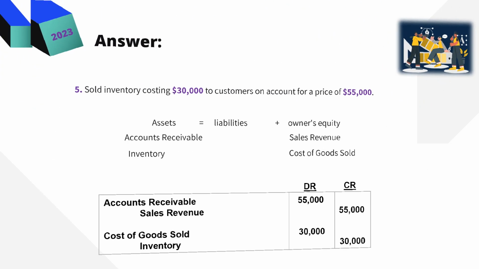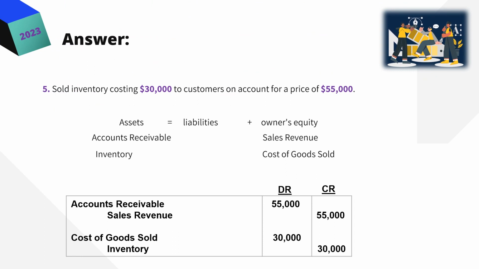Okay, let's move to the next transaction. In this case, we sold some inventory, costing us $30,000, to customers who purchased it on account for a price of $55,000. In this particular case, we sold some of our goods and our customers didn't pay us. We agreed to extend them credit, or to let them purchase it on account, meaning they'll pay us in the future, usually within 30 days.